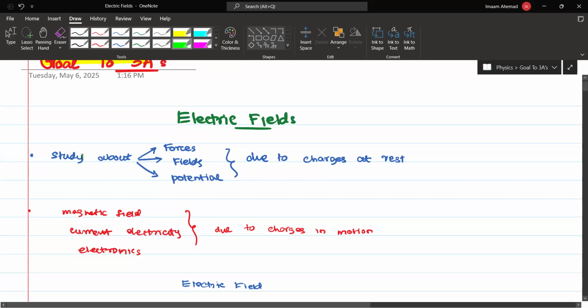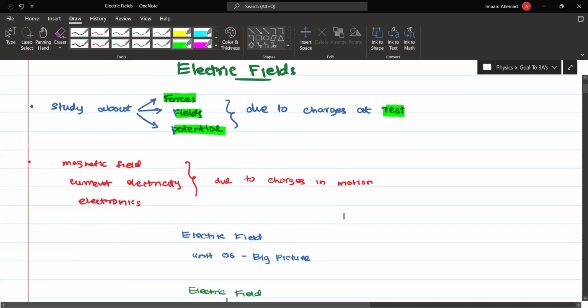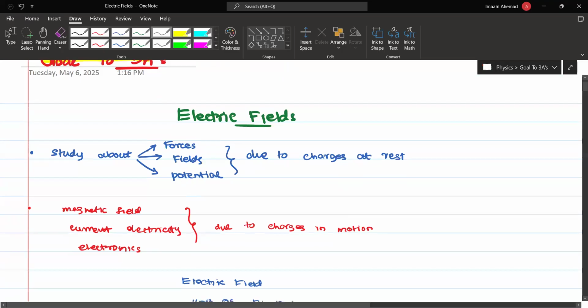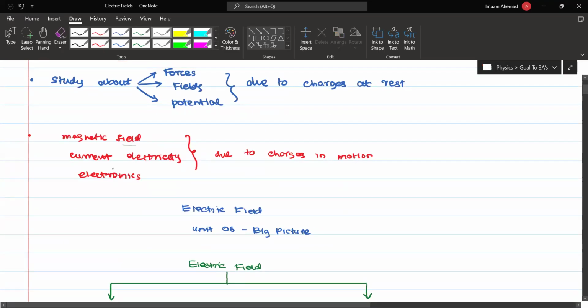Now, when we say electric fields, what we actually study in electric fields is the forces, fields, and the potential due to charges that are at rest. Okay, this is what we actually study. So here we are studying about charges at rest, and in the other fields, the magnetic field, current electricity, electronics, we deal with charges that are in motion. Okay, so here we will be dealing with charges at rest.